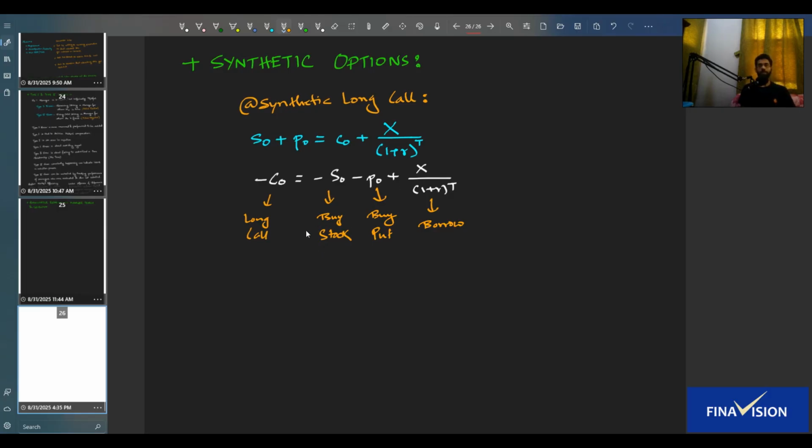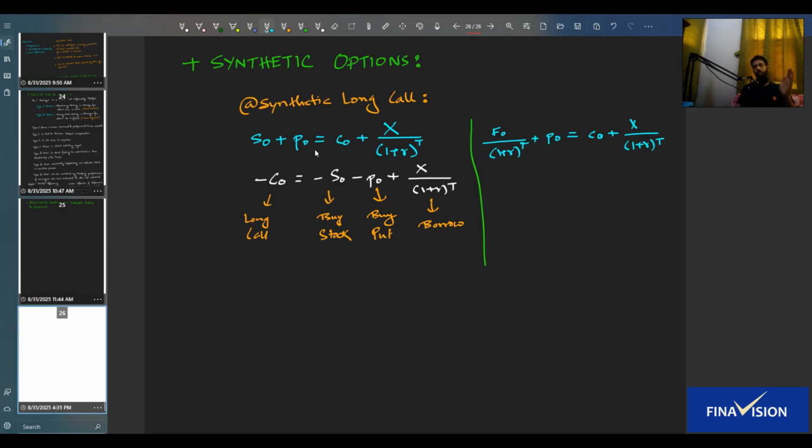Now we can also derive a synthetic long call from the put call forward parity equation. Let's see how that works out. So from the put call forward parity equation, what do we understand? Present value of the forward contract plus the put is equal to call plus the borrowed amount, right? Now here every sign is positive, which means there is a shorting of the forward contract, there is shorting of the put or selling of the put, there is selling of the call, and there is borrowing, right?